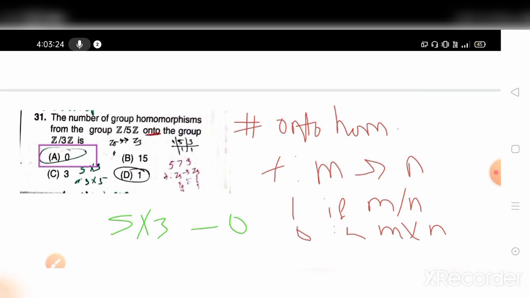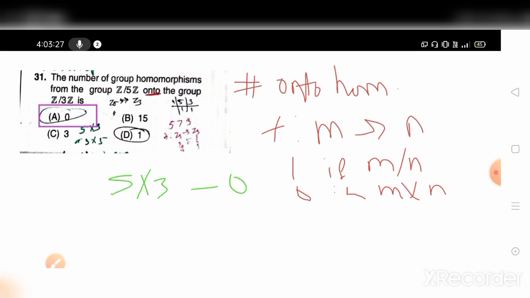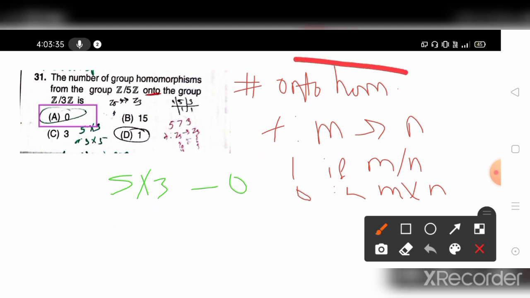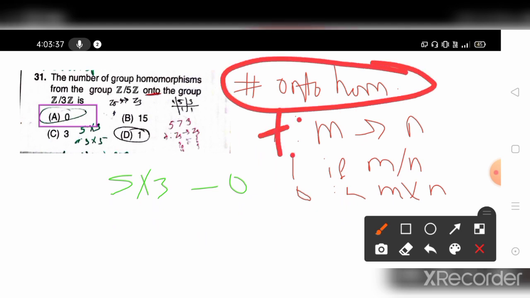Next question: the number of group homomorphisms from the group Z5 onto the group Z3. Here is one result: the number of onto homomorphisms from M to N, where M is the domain and N is the codomain.